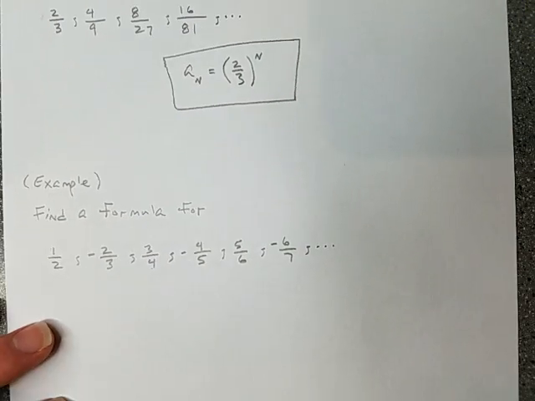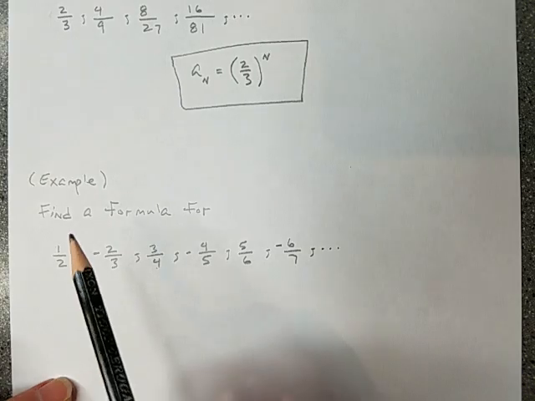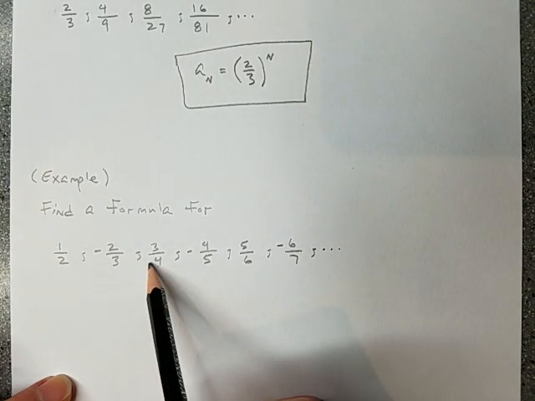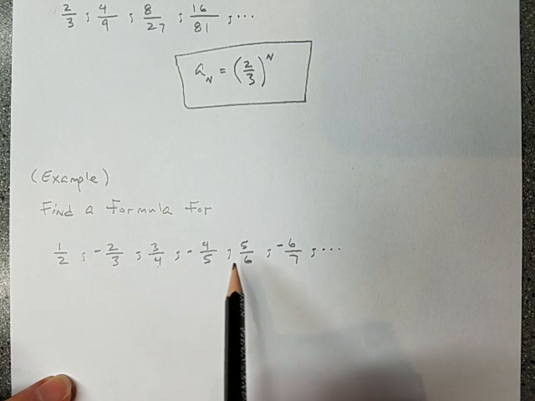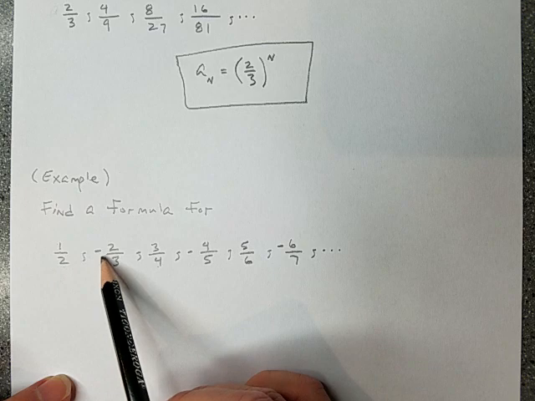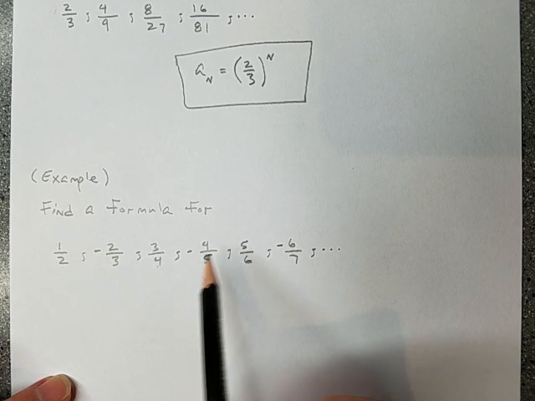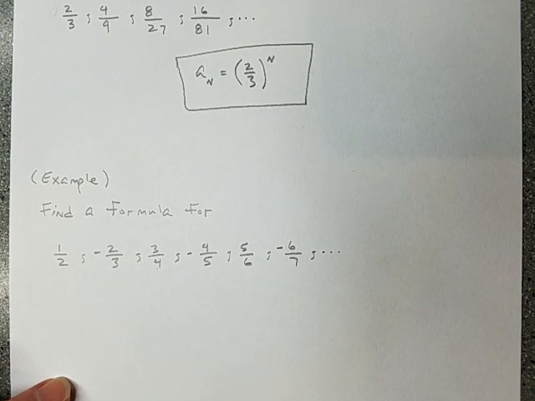What about this one? This one's less obvious, but I think we can do it though. So 2 patterns are going on. Plus, minus, plus, minus, plus, minus. Okay, so the signs alternate between plus and minus. And on the top, I see 1, 2, 3, 4, 5. On the bottom, I see 2, 3, 4, 5. So I'm thinking like this.